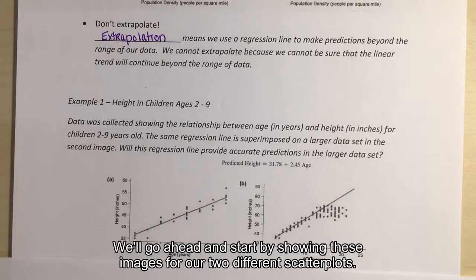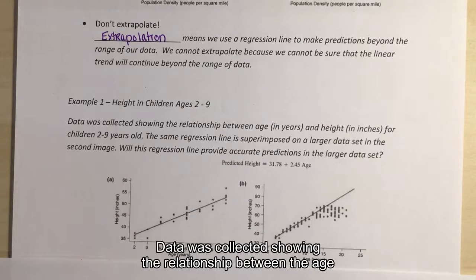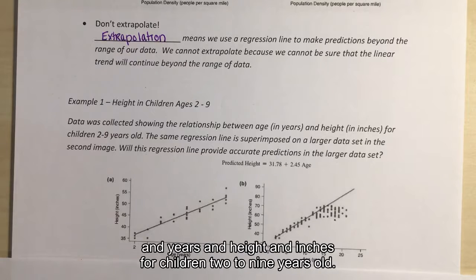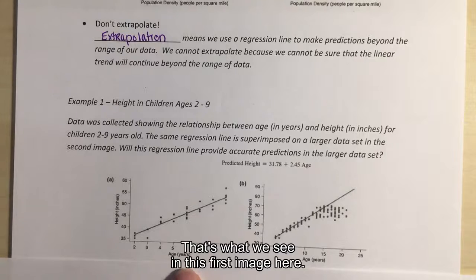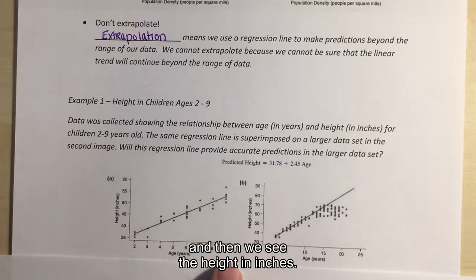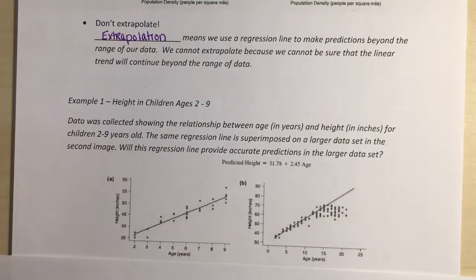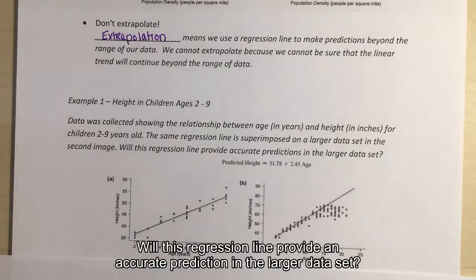So we'll go ahead and start by showing these images for our two different scatter plots. Data was collected showing the relationship between the age in years and height in inches for children 2 to 9 years old. That's what we see in this first image here. Right? So this first scatter plot, we see our ages from 2 to 9, and then we see the height in inches. The same regression line is superimposed on a larger data set in the second image. Will this regression line provide an accurate prediction in the larger data set?